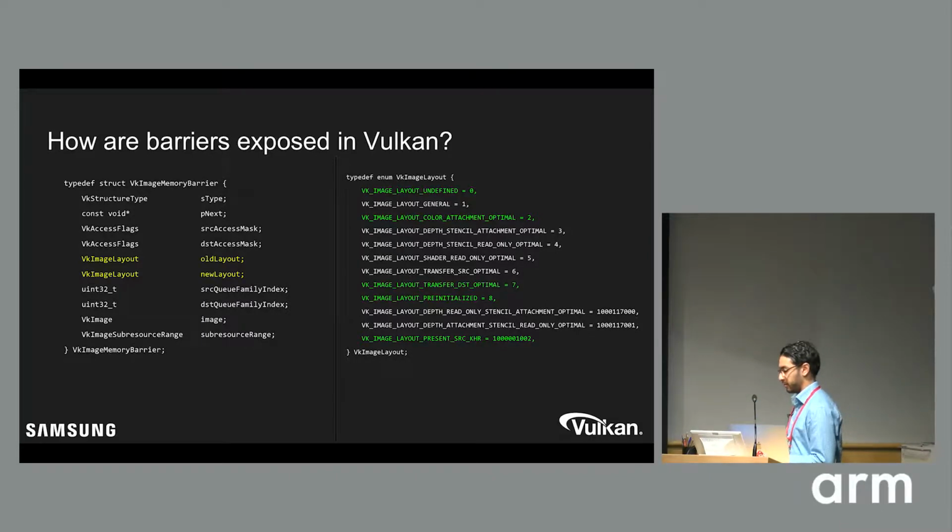The image layouts, as Andrew describes, are basically a usage hint to the driver. The idea is if the driver knows in which layout an image will be, then it can do some further optimizations. So for example, before presenting the image to the display, you have to transition it using a pipeline barrier to present source KHR, shown in green there. That basically tells the implementation that the image will be used for presentation. And you also have color attachment optimal, undefined, transfer destination optimal, and pre-initialized, and I'll go through some of them right after that.